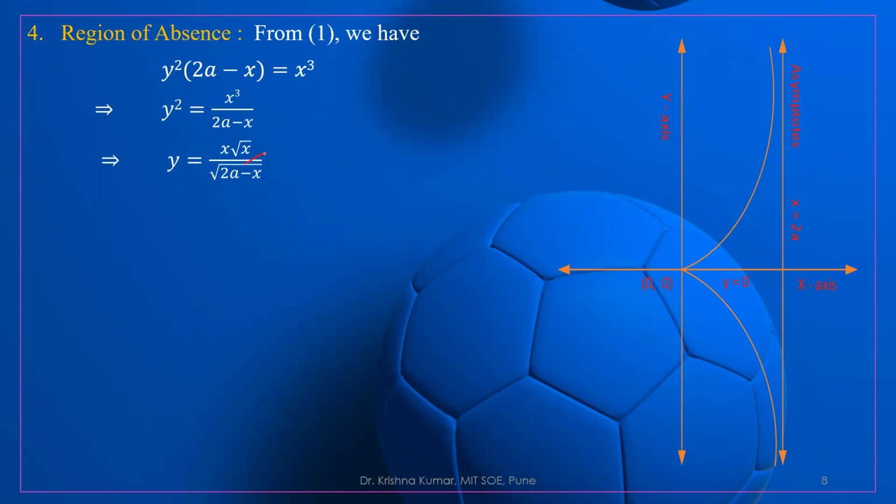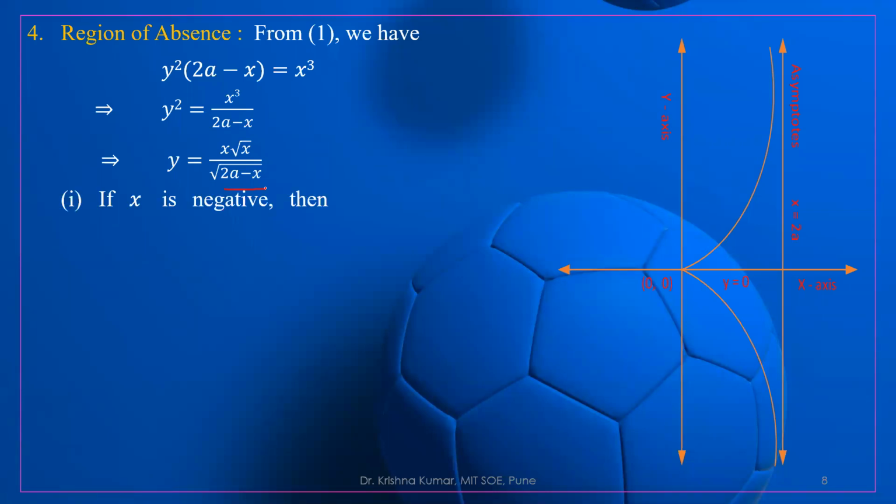Now we are at the very end of this question. If x is negative, what will happen? Y will be imaginary. Correct. Similarly, if 2a minus x is also less than 0, what does it mean? 2a is less than x, or x is greater than 2a. Then also y will be imaginary. So if x is less than 0, then y will be imaginary. If x is greater than 2a, then also y will be imaginary.